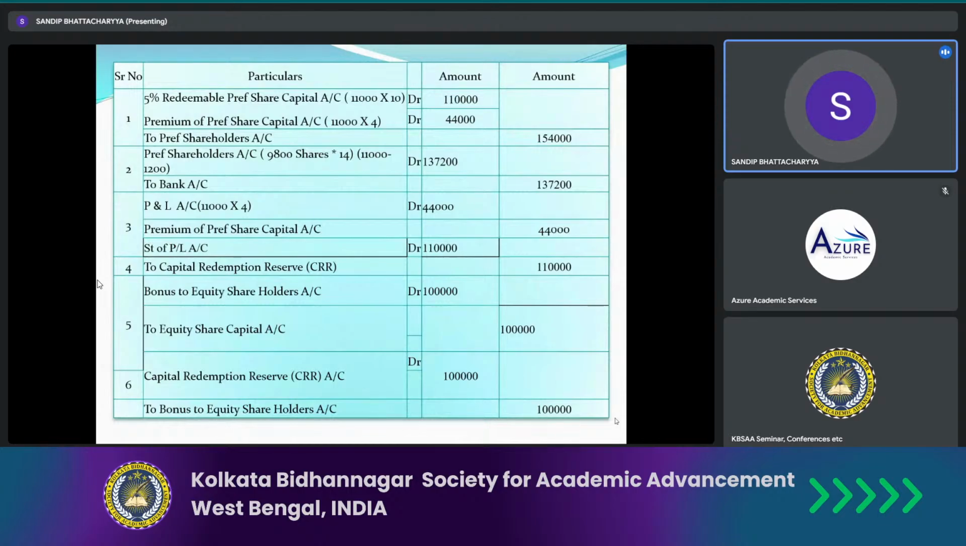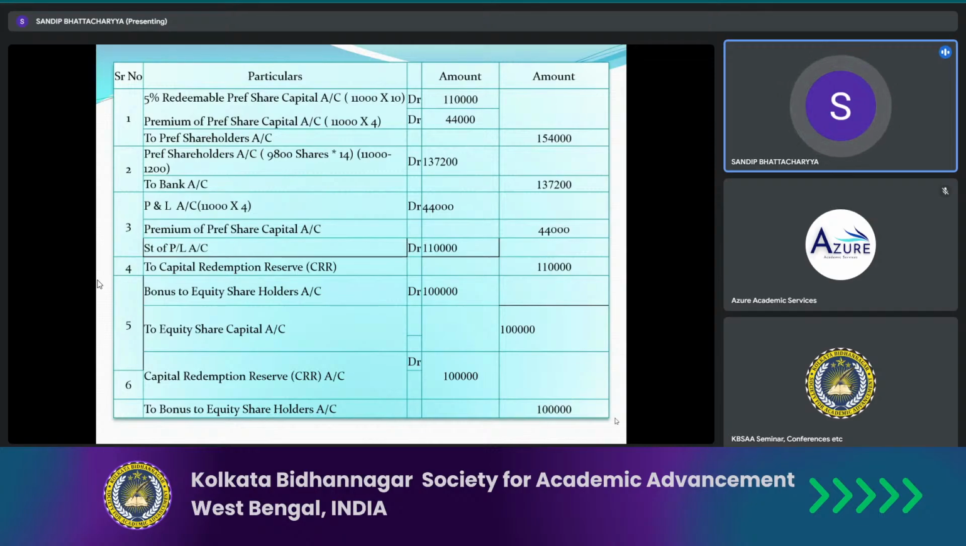So first is the due entry, second is the payment entry, and the payment is 9,800 preference shares. So the 9,800 into rupees 14, that is 1,37,200. So the preference shareholders account debit to bank account, it is 1,37,200. I hope up to this it is clear to all of you.